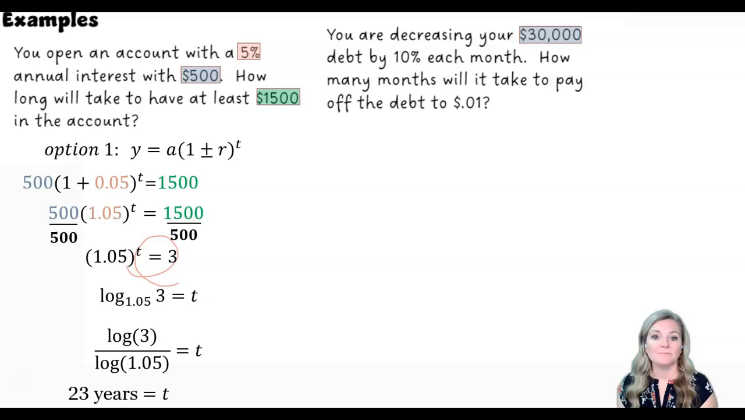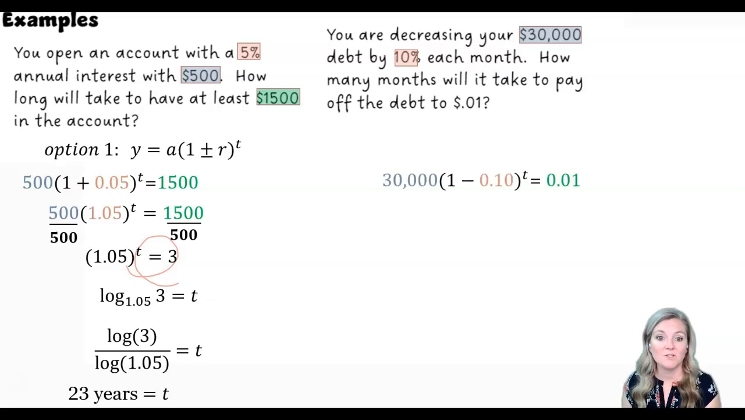Okay. Next one. You are decreasing your debt by 10% each month. How many months will it take to pay off the debt to a penny? Okay. Because I can't pay it off to 0 because exponentials can't equal 0. So how long would it take to pay off to a penny?